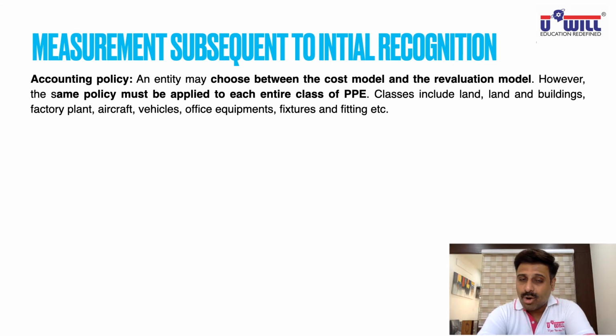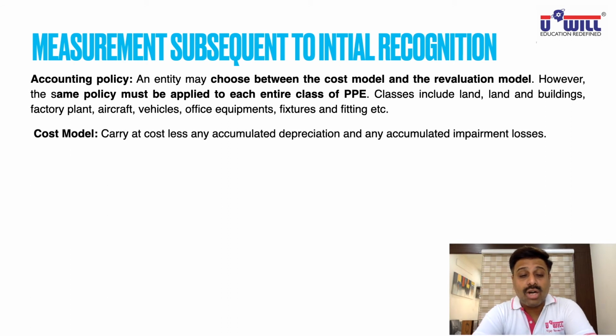As I discussed with you right now, all machinery at cost, or all machinery at revaluation. The same model should be used for all the assets of that category. Classes include land and buildings, factory plant, aircraft, vehicles, office equipment, fixtures and fittings, etc. Cost model means carry at cost less any accumulated depreciation and any accumulated impairment losses. So what is the cost model? Cost minus depreciation. Every year you will show the asset on the asset side at cost minus depreciation.